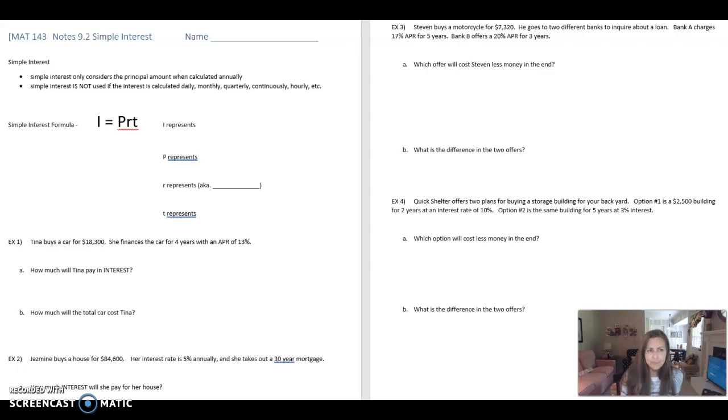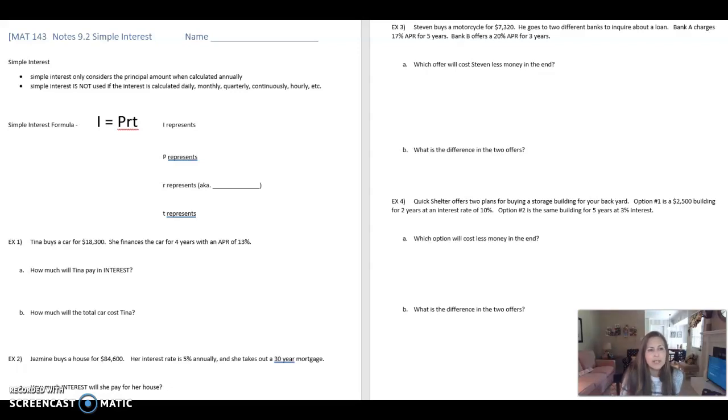Okay. These are the notes for 9.2 simple interest. I'm actually going to have two videos for this section. This section covers simple interest and compound interest. So this would be the easier of the two. That's why it's called simple interest, part of the reason. And so you want to watch this video as well as my follow-up.